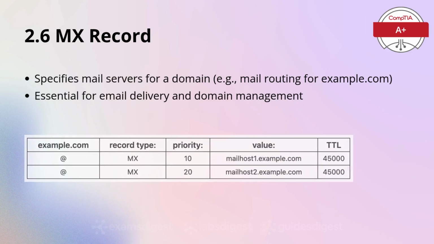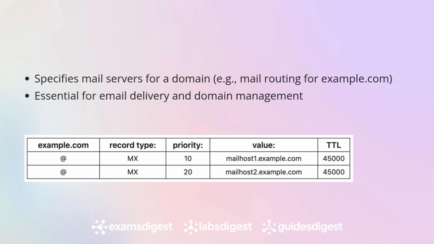And then there's the MX record, which stands for Mail Exchanger. MX records tell the world where to deliver email for your domain. If your company uses Microsoft 365 or Google Workspace, their mail servers will be specified in your domain's MX records.